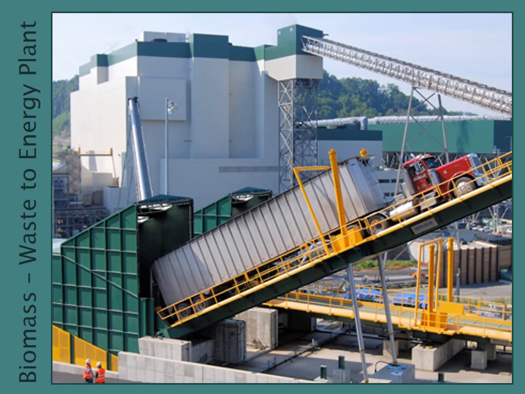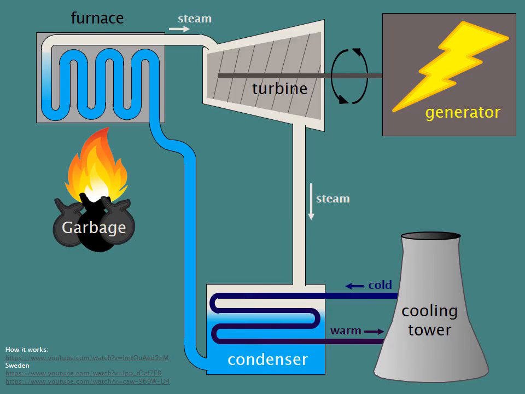Once called biomass, now more commonly known as a waste-to-energy plant. Garbage is burnt, and the heat from the burning garbage is used to turn water into steam. The steam turns the turbine, which spins the generator. The steam is then recondensed so that it can run through the whole entire process again.